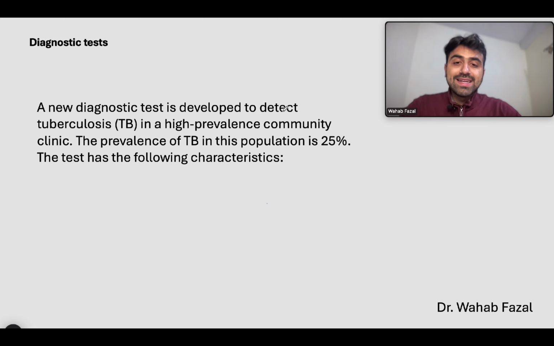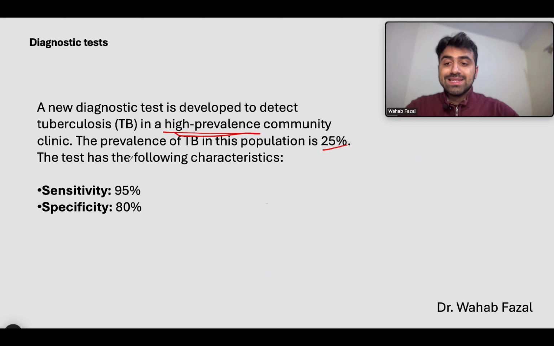A new diagnostic test is developed to detect tuberculosis in a high prevalence community. This is not for no reason, and I'm going to explain this in a bit. In a high prevalence community clinic, the prevalence of TB in this population is 25%. That's a lot. This TB test has the following characteristics.